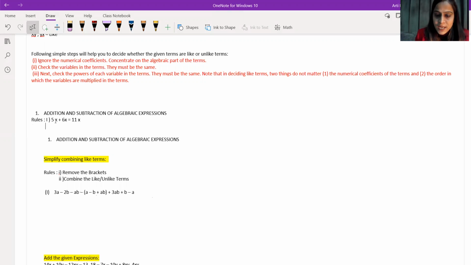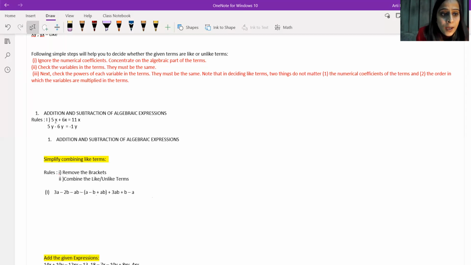Similarly, if I want to subtract them, 5y minus 6y, then they are like terms. I need to perform the operation on numbers only. 5 minus 6, and we know 5 minus 6 is minus 1y. So I hope the integer rules are clear to you. If you have any doubt on integer rules, how to add and subtract integers, just write your query in the comment section. I'll prepare one lecture on integers then.